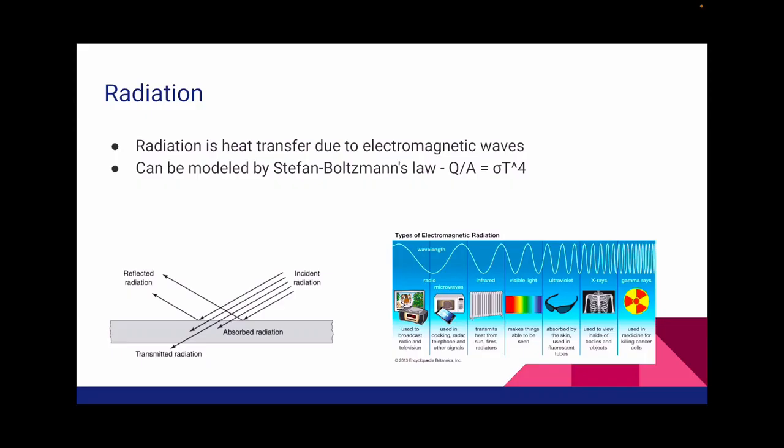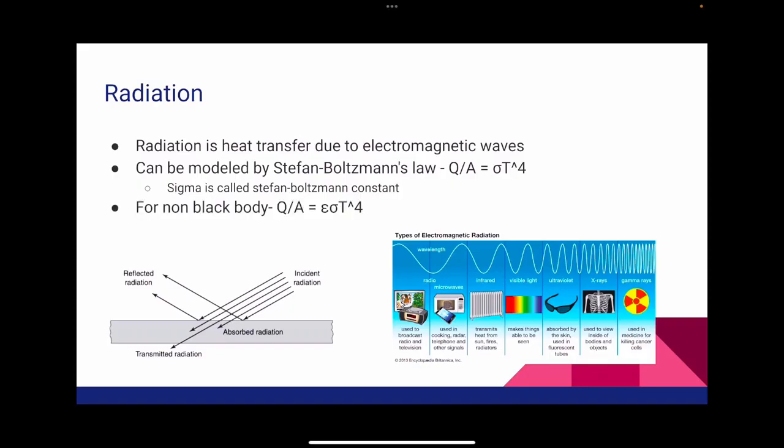Radiation is modeled by the Stefan-Boltzmann law, which states that the heat flux is equal to sigma times T to the fourth, where sigma is a constant. However, one important thing to note is that this formula is only for black bodies, which can be assumed as ideal absorbers. However, black bodies don't exist in the real world, so to account for this, we have a new formula which states that the flux is equal to the emissivity times sigma times T to the 4, where emissivity is essentially just a correction factor.